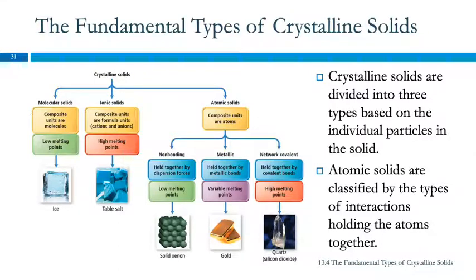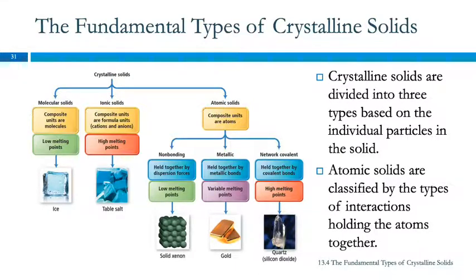So we're talking about solids, specifically crystalline solids. And scientists like to divide things into categories, right? So we can divide crystalline solids into 3 categories based on what the particles are, what the smallest units are. Are they molecules? Well, then it's a molecular solid. Are the individual pieces ions? And it's an ionic solid.